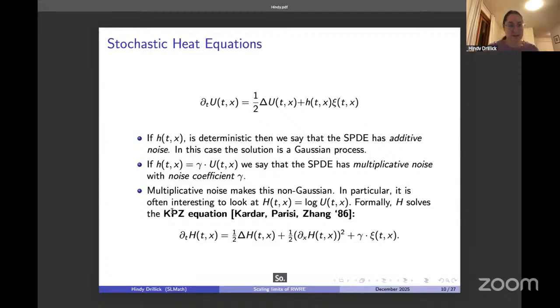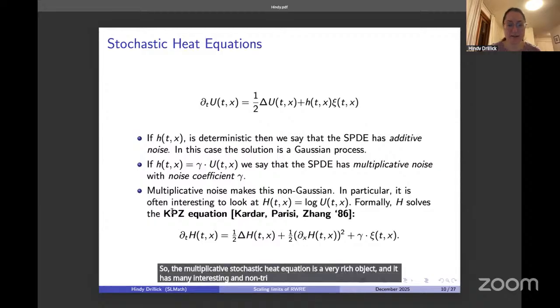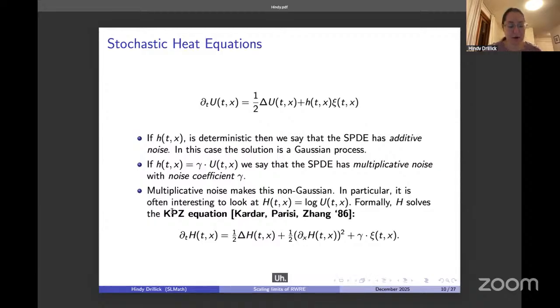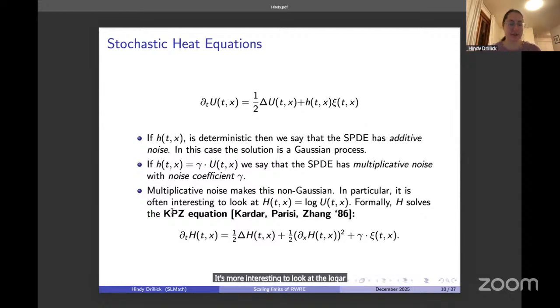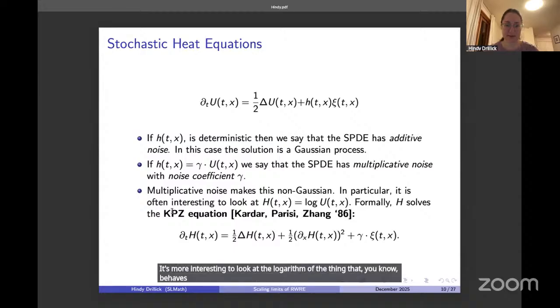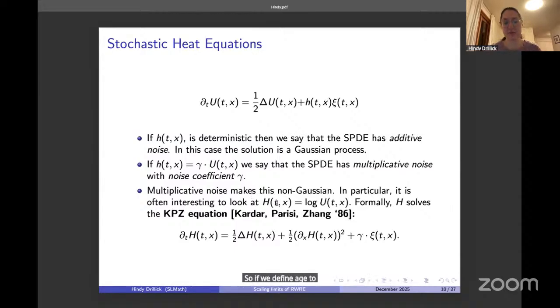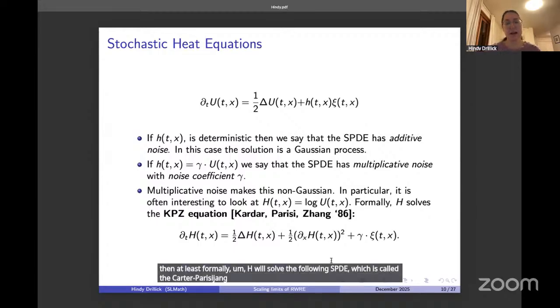So the multiplicative stochastic heat equation is a very rich object, and it has many interesting and non-trivial properties. In particular, I want to point out one connection, which is what happens when we take the logarithm, because like I mentioned earlier, in some applications, it's more interesting to look at the logarithm of the thing that behaves like the multiplicative stochastic heat equation. So if we define H to be the logarithm of U, then at least formally, H will solve the following SPDE, which is called the Kardar-Parisi-Zhang equation.